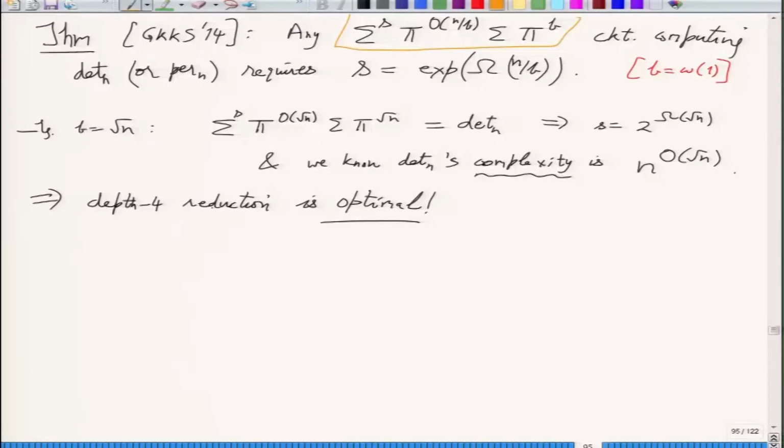So last time we proved this theorem by GKKS 2014, which is for the depth 4 model where both the product fanins are restricted. So the bottom product fanin is B and the top product fanin is n by B, and we intend to produce a polynomial of degree n, and the number of variables will be n square.